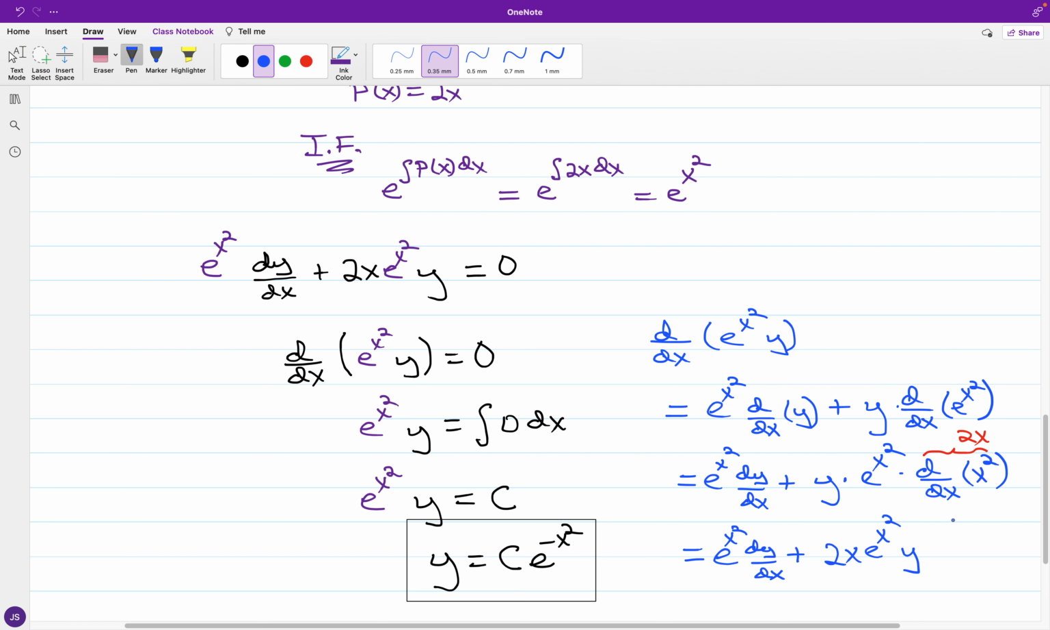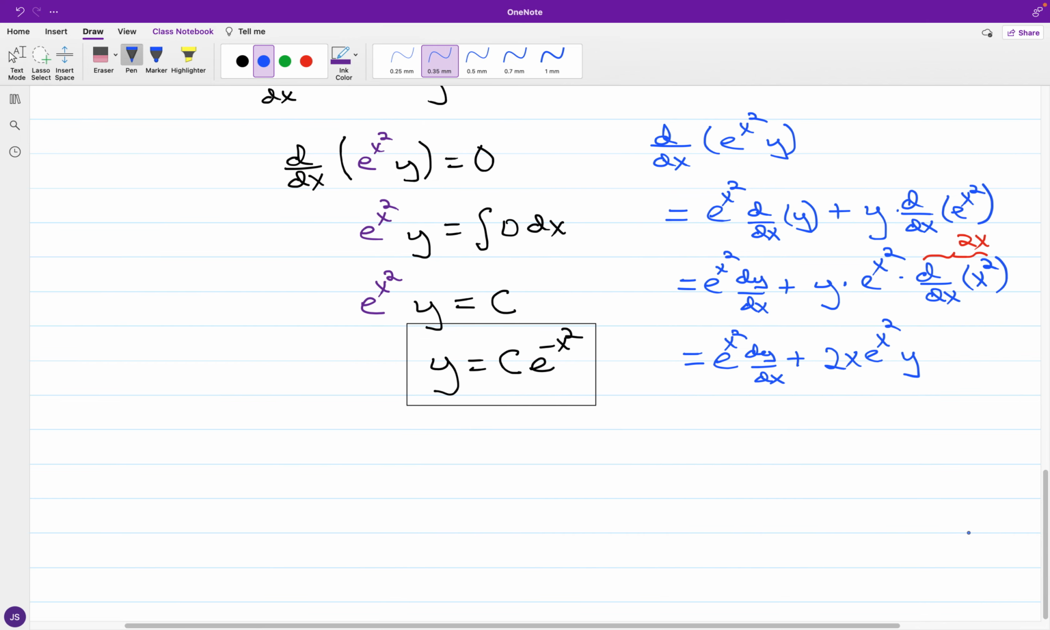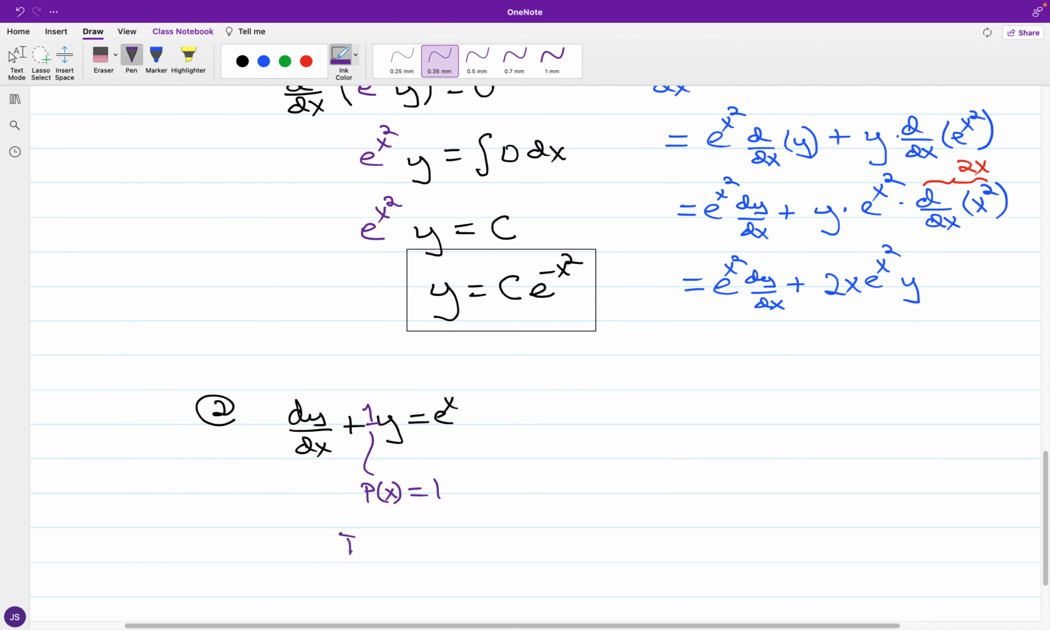All right, now let's say that we have as another case dy over dx plus y is equal to e to the x. And if you notice, for your p of x, we're going to have implicitly that p of x is equal to 1. So for the integrating factor.